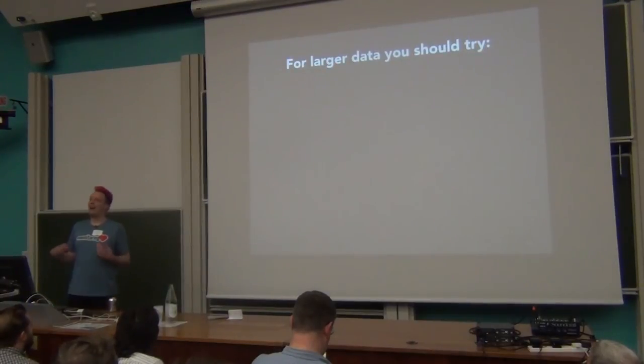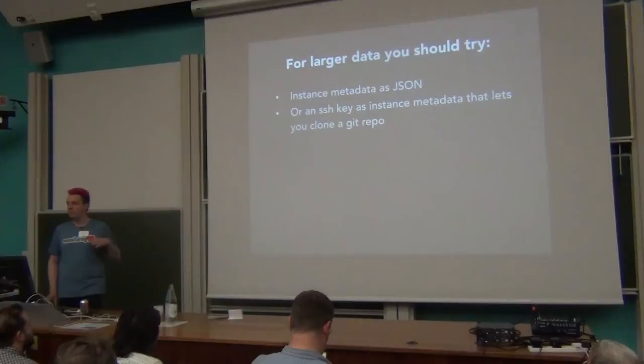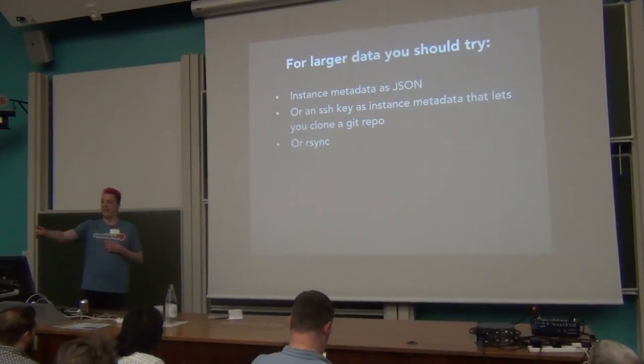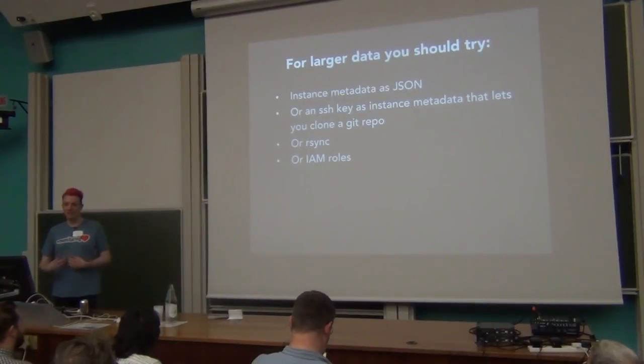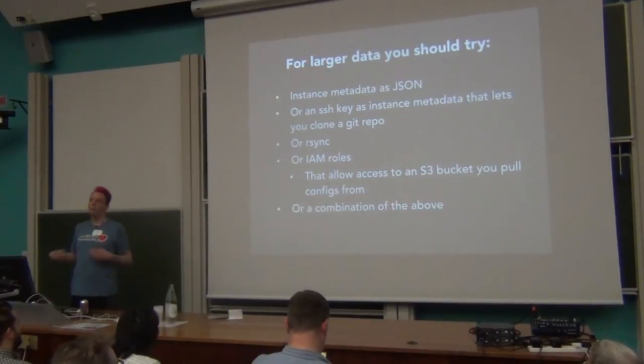Maybe you need to get more significant data onto your image than you can do via a DNS record. All right, sure. You can provide 20k, 50k of JSON in your instance metadata. That's no longer an awful shell script, so you can use that. Or maybe you could throw an SSH key in the instance's metadata, and it could use that to check out a Git repository. Or maybe it could come up and rsync something from a well-known DNS name that was different in every region. Or you could give machines an IAM role, and then that IAM role lets it pull things from a specific S3 bucket. You can do this a whole bunch of ways.